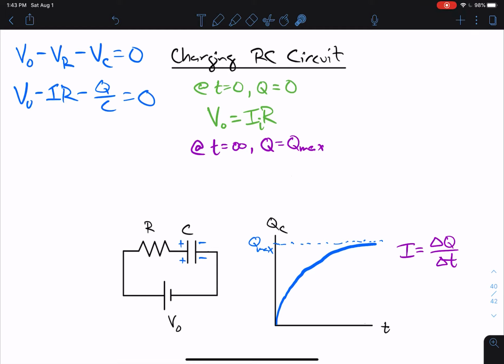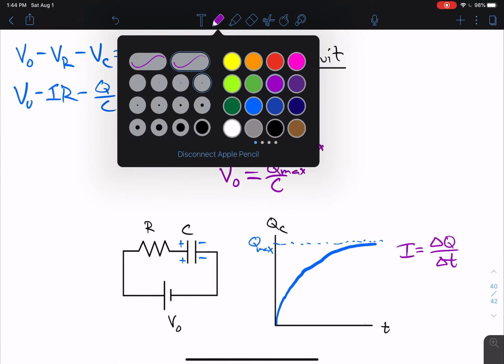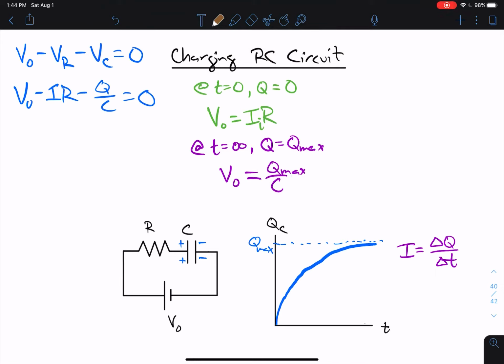That means after an infinite amount of time has passed, this term goes away. This is 0. And so what I'm left with is V naught minus Q over C. Of course, that just equals 0, so I'll set them equal to each other. And the Q is really Q max. So I've got these relationships that I can get by looking at t equals 0 and t equals infinity. If you use calculus, you can go through and derive the relationship for the charge on the capacitor. It turns out to be this.